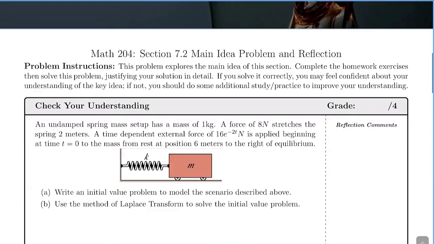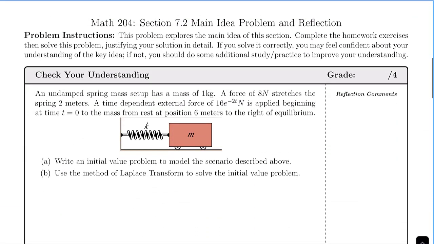We're in section 7.2. And this problem has an undamped spring mass setup, a mass of 1 kilogram. And so we're kind of seeing this setup here. Notice it's undamped, so we don't have any friction term. And they're going to have us do some modeling here. So if you think about, what is the model for the undamped spring mass? That's what you should be thinking.